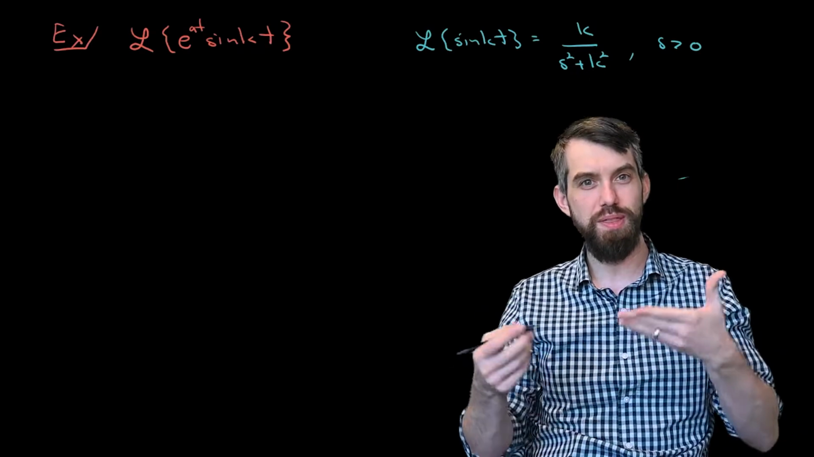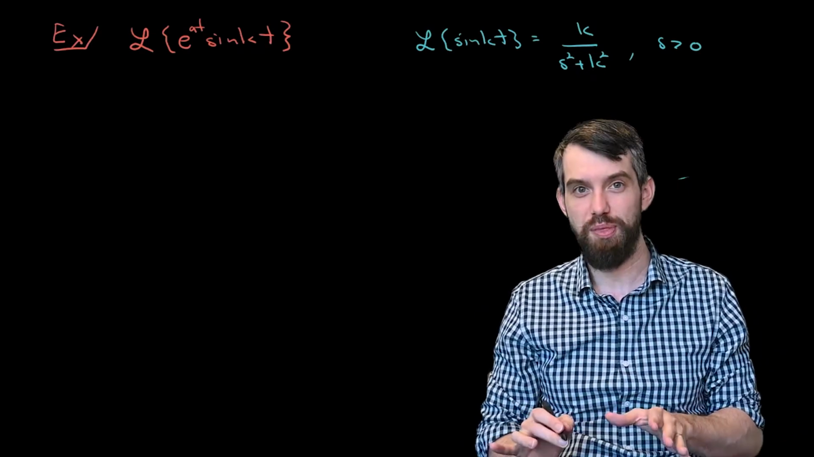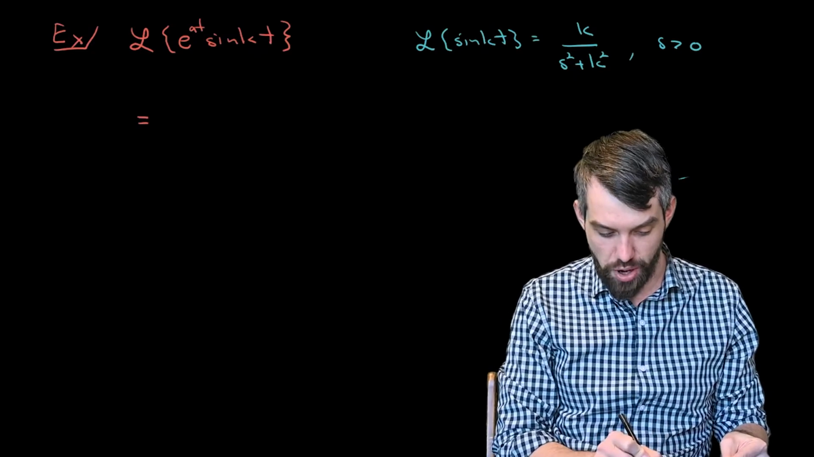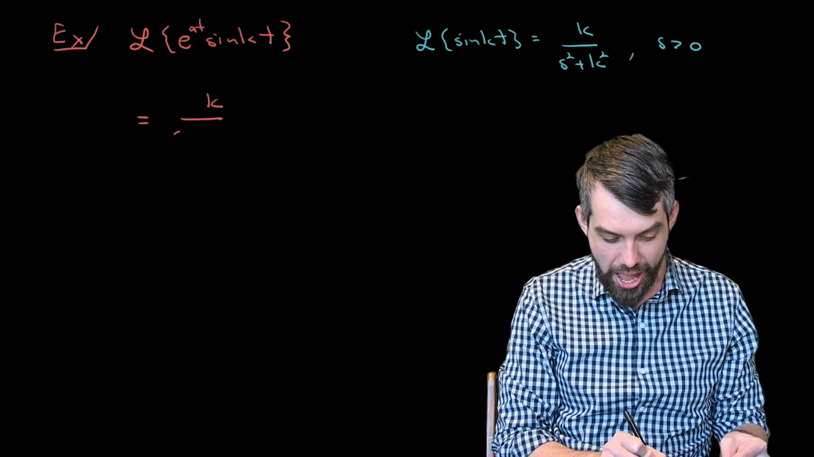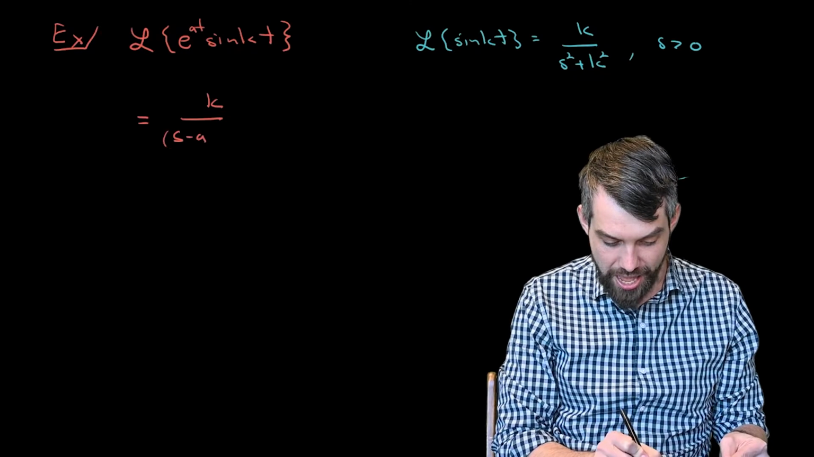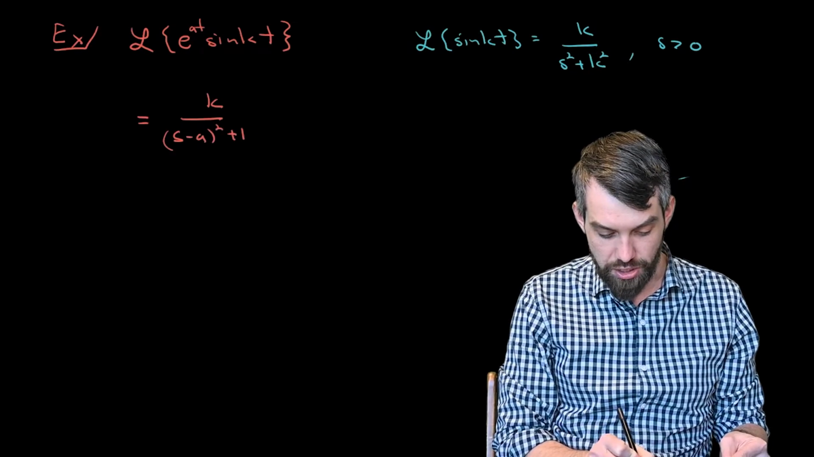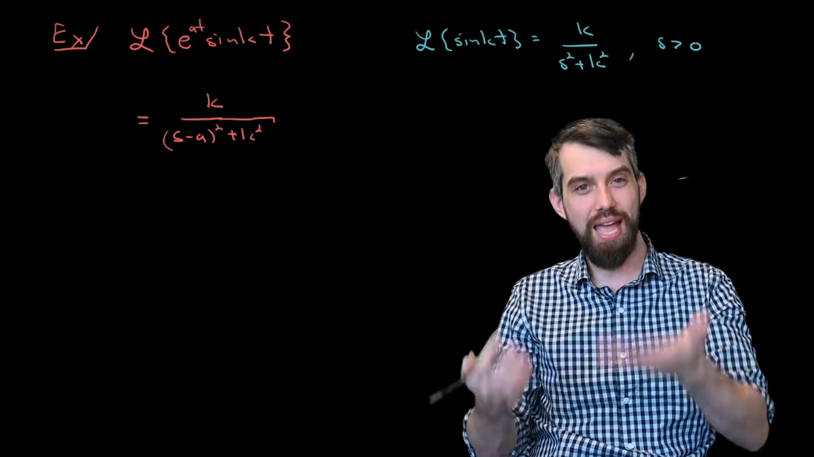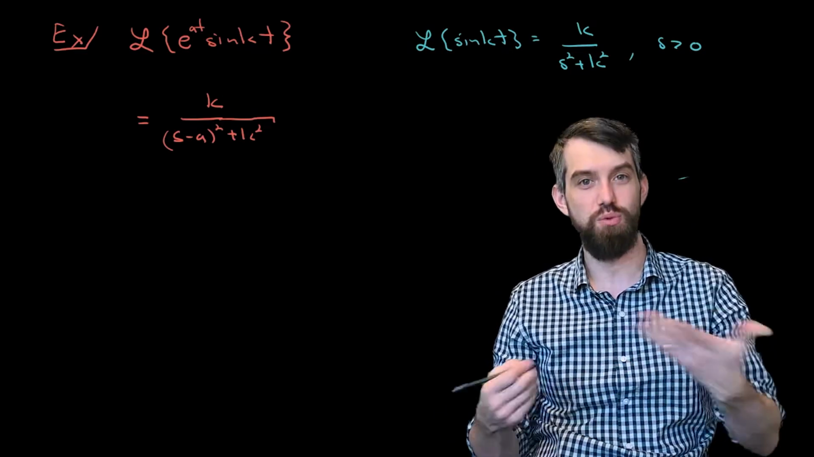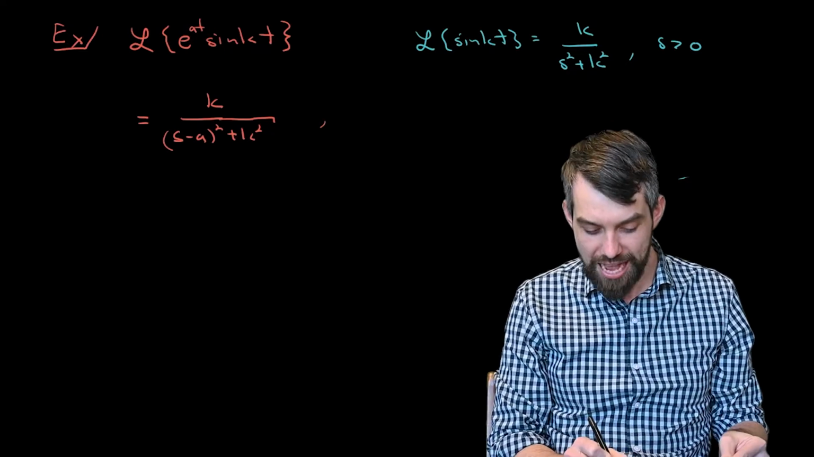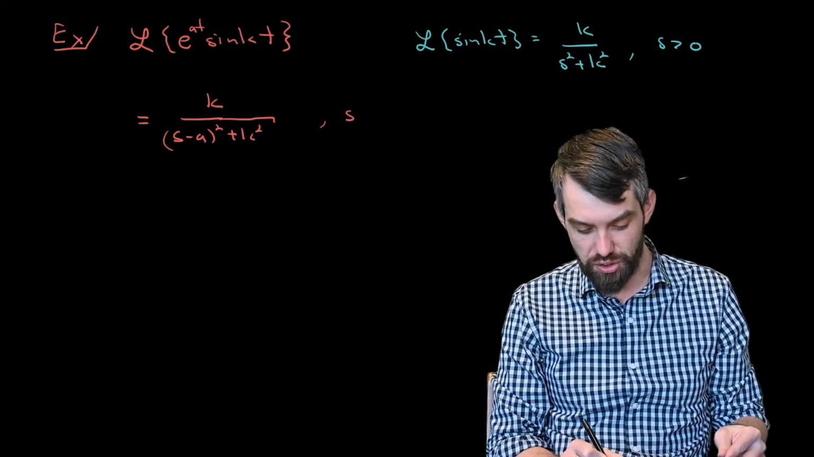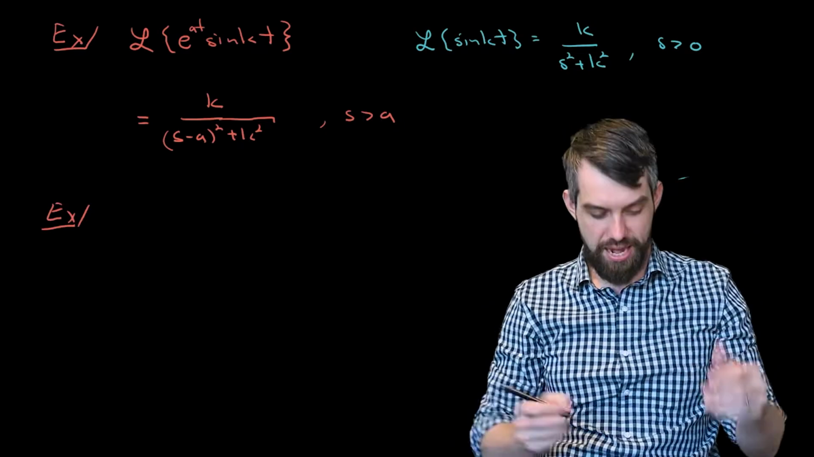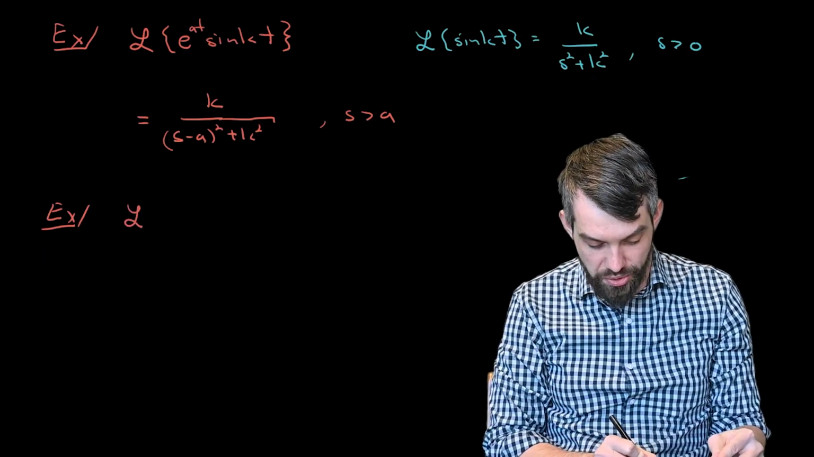And so what's new with this example is trying to deal with the same thing, but with the exponential shift. And so what I'm going to get by the translation property is k divided by (s minus a) squared plus k squared. And then in this case, I'm demanding that s minus a needs to be greater than 0. That's where this would be valid. But as a result, s minus a being greater than 0 is the same thing as saying that s is greater than a. All right, let's use that in another example. This time I'll go the other way around.